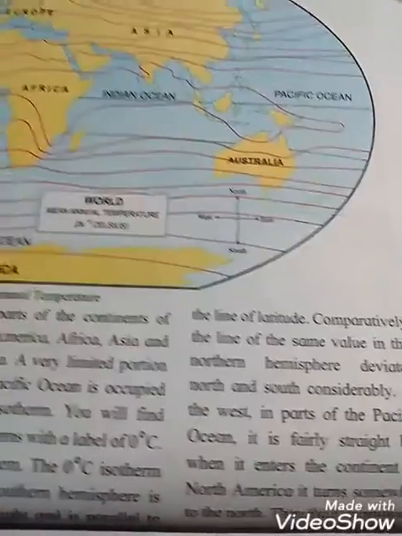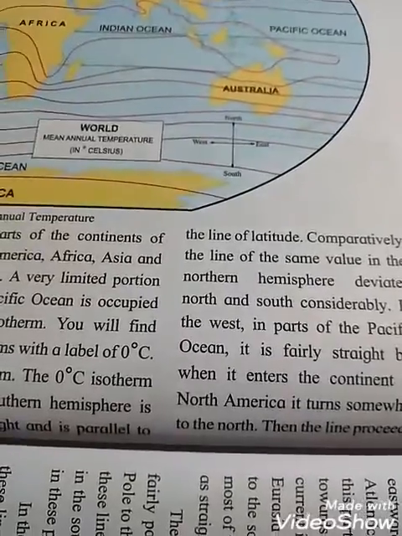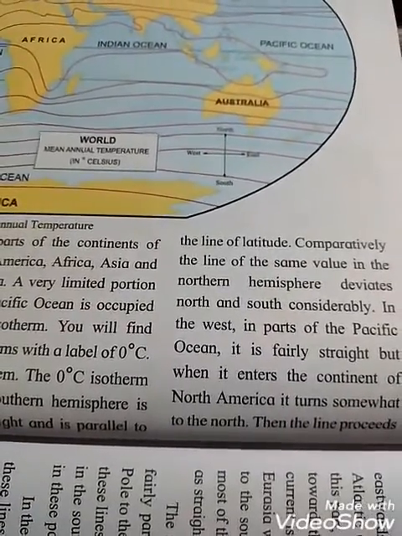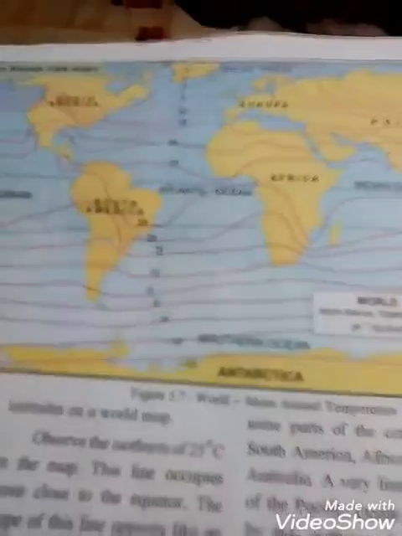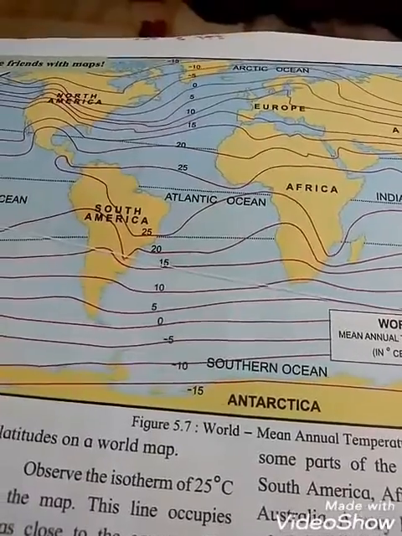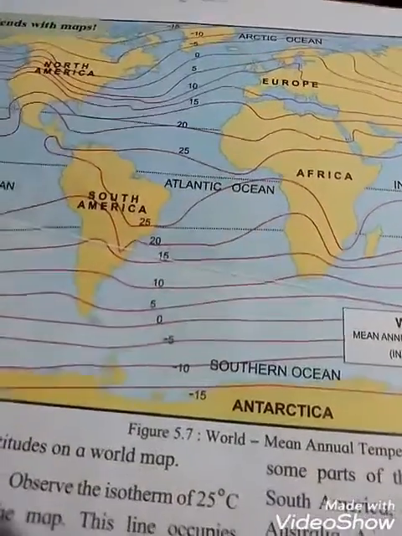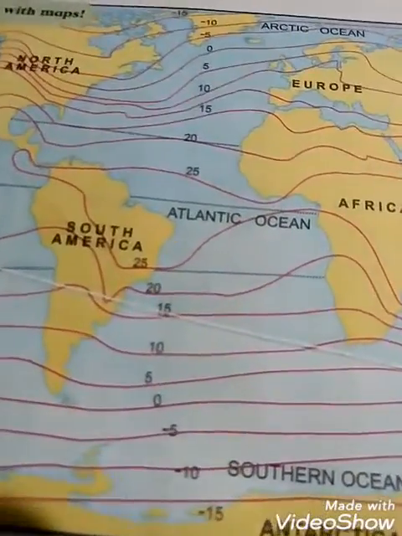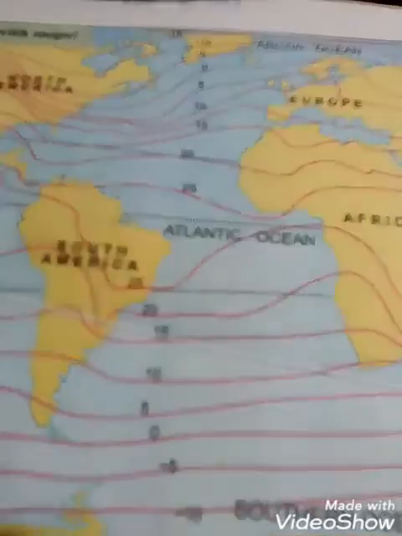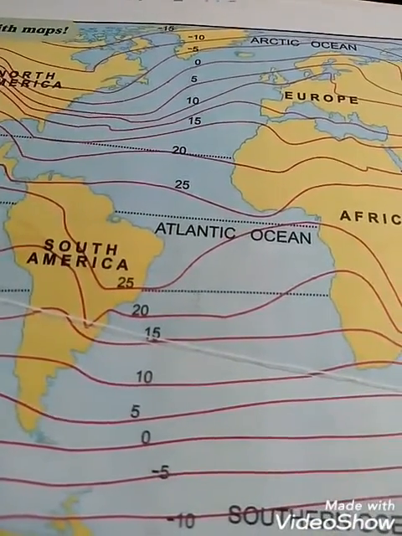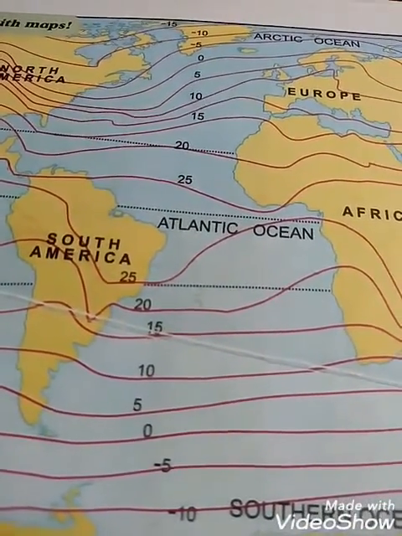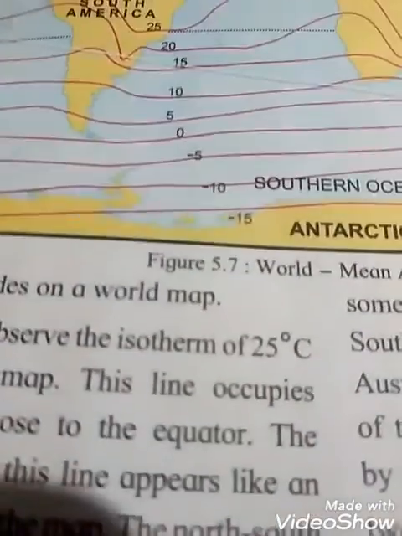Okay students, comparatively the line of the same value in the northern hemisphere deviates north and south considerably. The same we see in the northern hemisphere: the 0 degree line is not a straight line. Can you see that? That means in the north, it is not a straight line. 0, -5, -10, -15. In the north it is not straight, but in the south it is totally straight. So these differences are there.